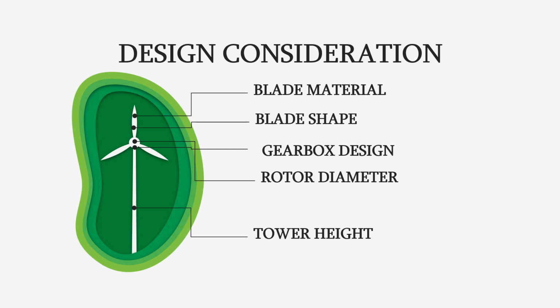Tower height. The height of the wind turbine tower can also affect its efficiency. A taller tower allows the turbine to capture higher wind speeds, which can improve the efficiency of the turbine. However, a taller tower may also increase the cost of the turbine and require more expensive infrastructure.